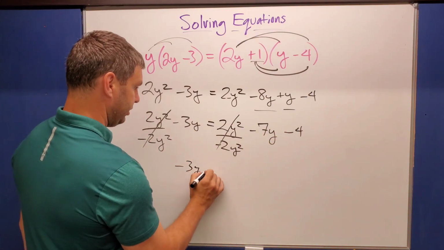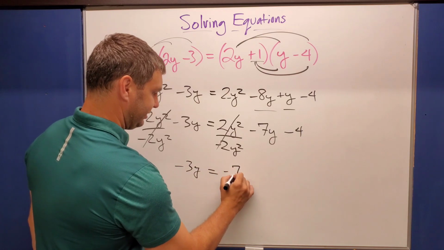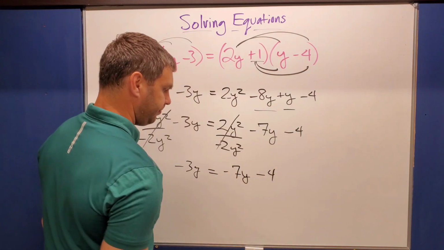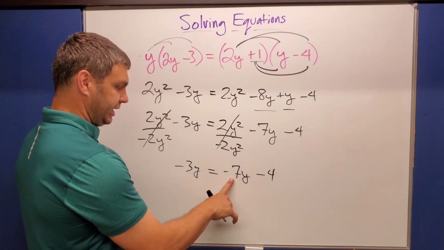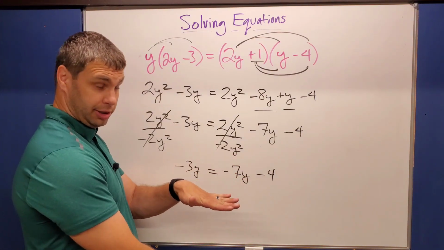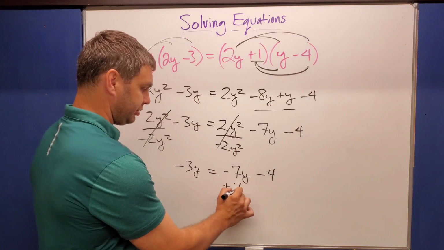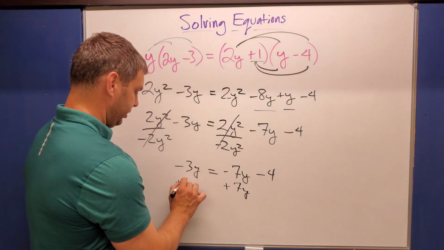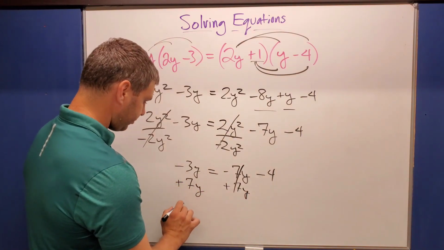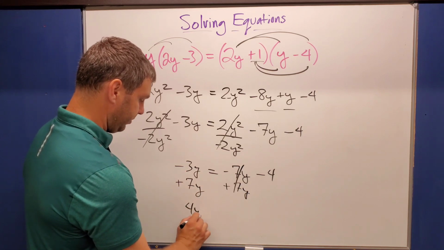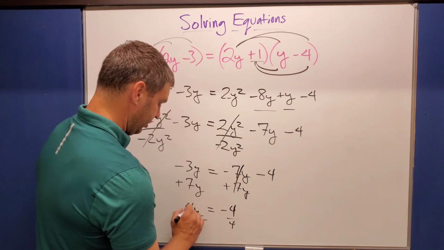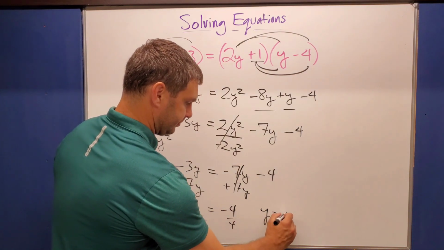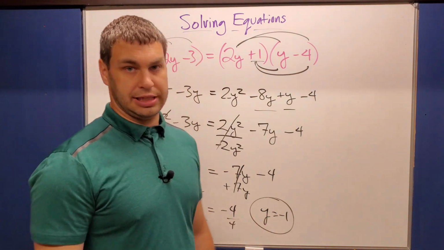Negative 3y equals negative 7y minus 4. Again, I like to move my smaller variable. In this case, negative 7 is smaller than negative 3. So I'm going to add that to both sides. When you move your smaller one, you always end up with a positive number. Here I'm going to end up with a positive 4y equals negative 4. And if I divide by 4, y equals negative 1. All right, so you get y equals negative 1 for that problem.